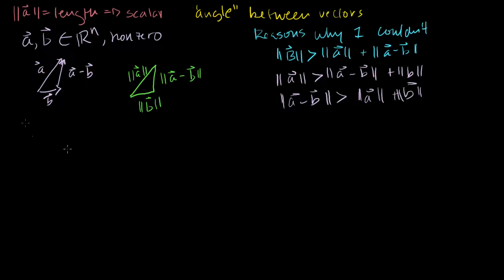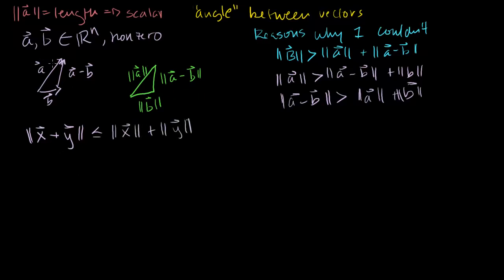The triangle inequality tells us that if I take the length of the sum of two vectors, these are non-zero vectors, that is always going to be less than or equal to the sum of each of their individual lengths. So let's see if we can apply that to this triangle right here.